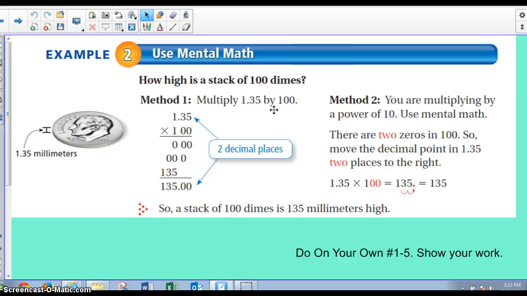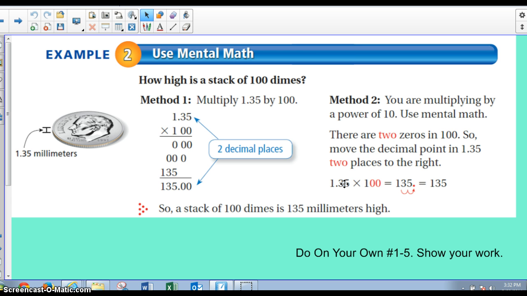Use mental math. So what they did was they took 1.35 times 100. All right? There are 2 zeros in 100. So what you need to do is for every 0 you add, you must move the decimal point 1 to the right.